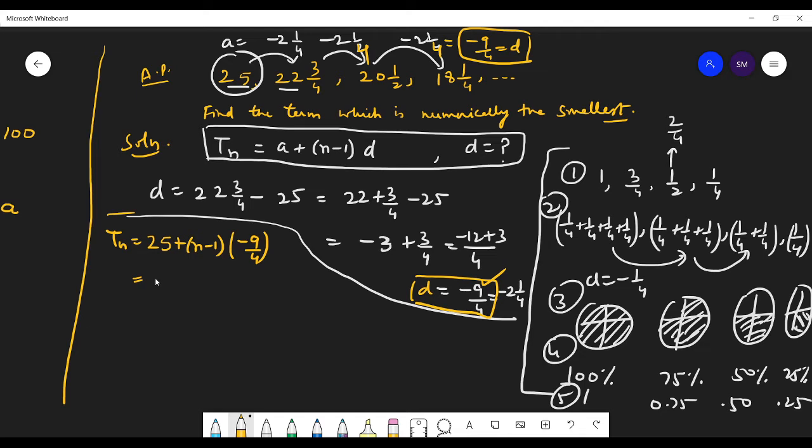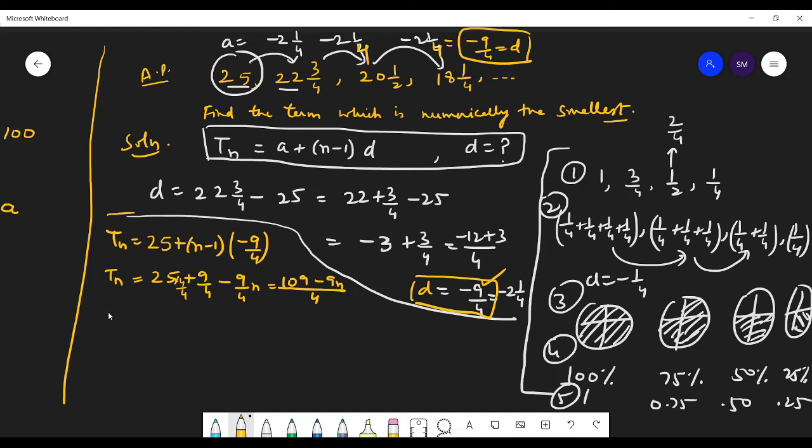So what do I get from here, students? Tn is equal to, can I simplify it further? So 25 plus 9 by 4 minus 9 by 4 n. So what do I get? So this 9 by 4 is 2 1 by 4, and this is 25. So 27 1 by 4. You want to find LCM? You can find LCM also, multiply and divide by 4, and you get 109 minus 9n by 4. You can also write it like this.